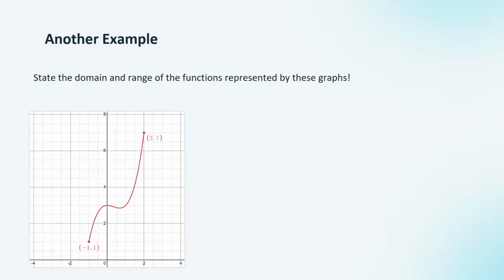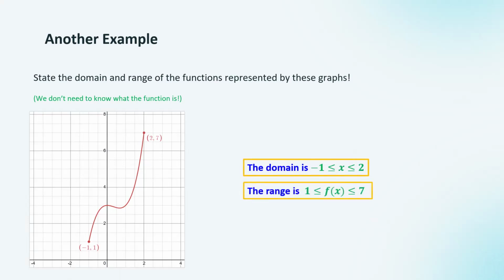Right, this one is going to be a different example. So we have a graph of a function, and we need to state the domain and the range represented by these graphs. First, we don't need to know what the function is. If you have this type of problem, you don't really need to care about what the function is. You just need to see the graph, and then determine the domain and the range. Now, in this case, we know that the domain is going to range from -1 to 2, and the range is going to range from 1 to 7. So there you go. The domain is from -1 to 2. The range is from 1 to 7.